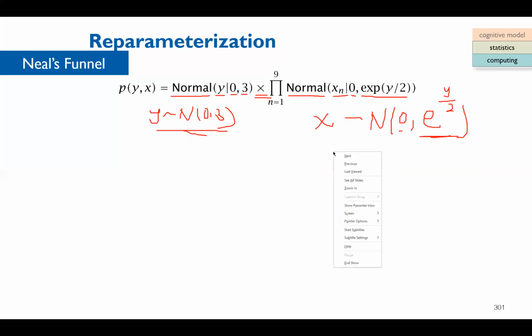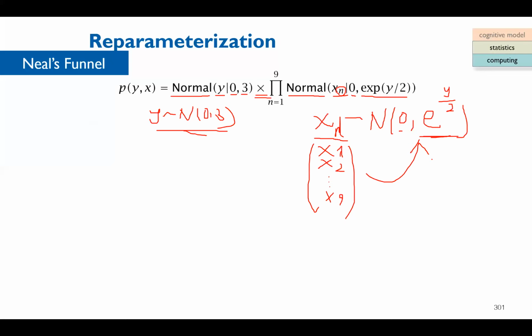Next, we see something a little bit different. So we have xn here. In this case, we have 9 of the x's: x1, x2, until x9. There are 9 of them in total. And each of these 9 x variables follows this normal distribution. Okay? And that's it.